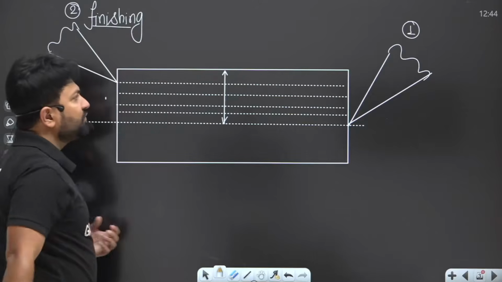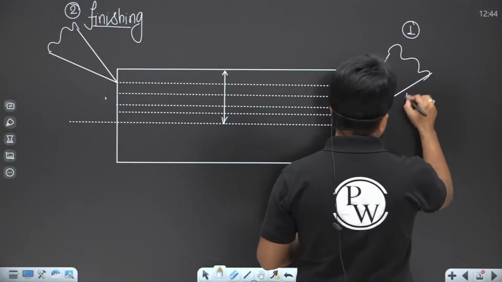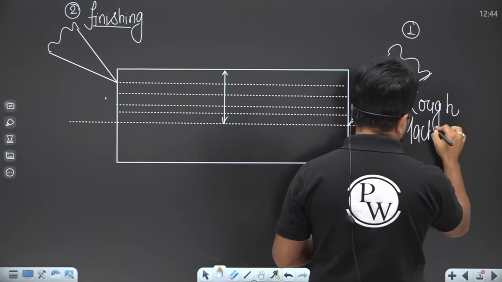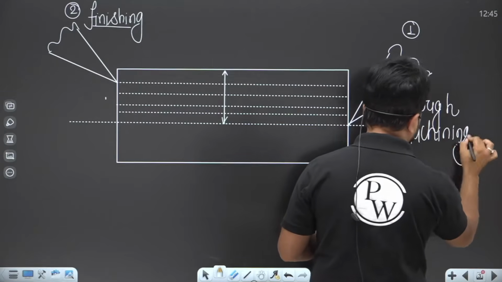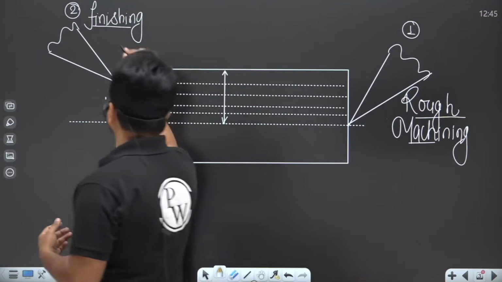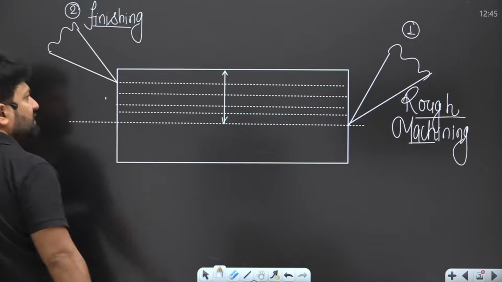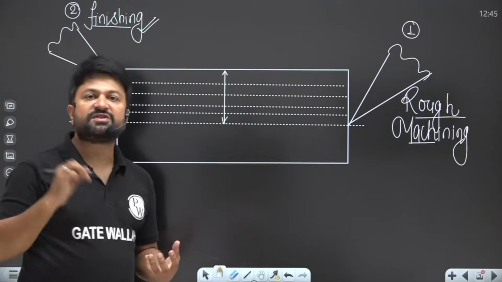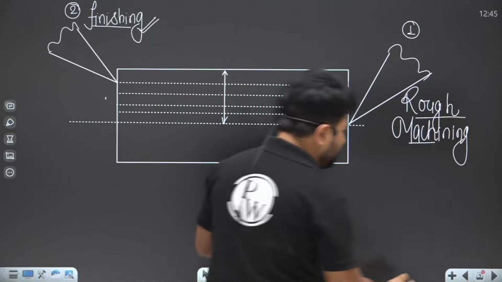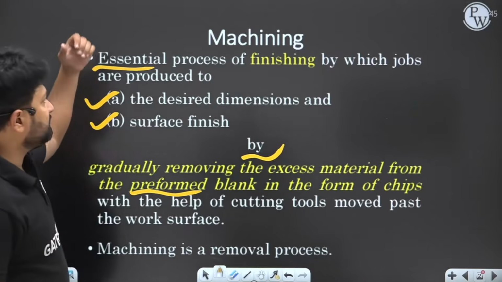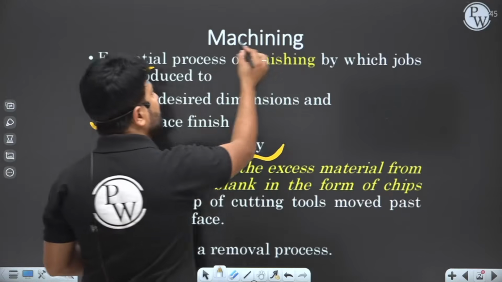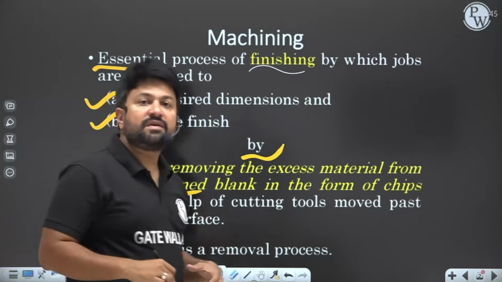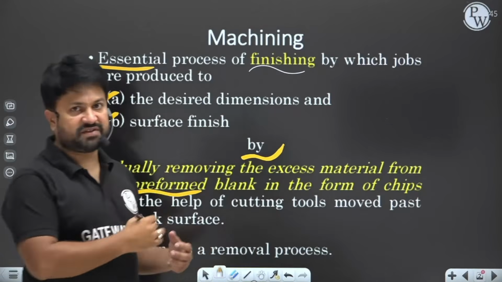Here also we are doing machining, but this is a case of rough machining, and this is finishing. It is machining, but it is a case of finishing. And we want a finished product from machining. So I hope you understand the meaning of machining. By default, the meaning of machining is finishing. If finishing is not mentioned, then we will consider it as rough machining.